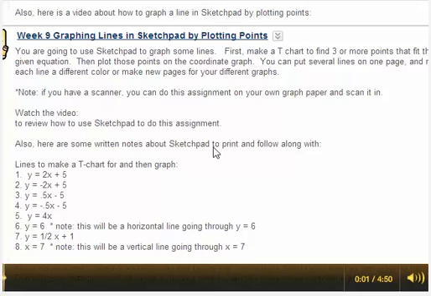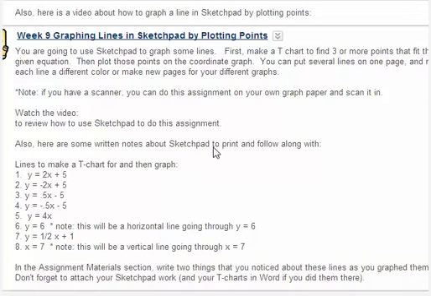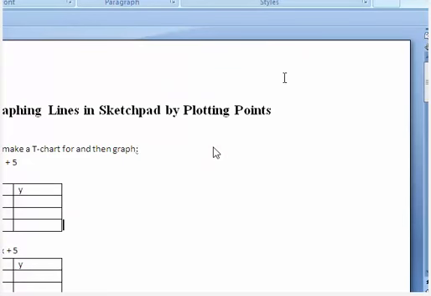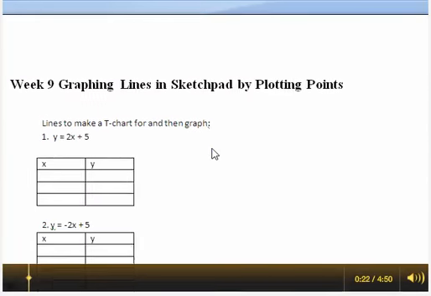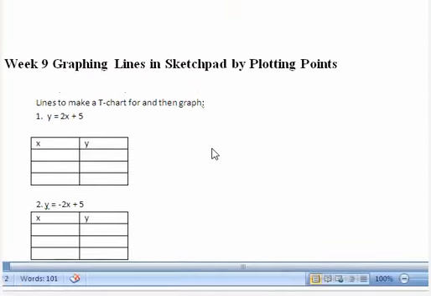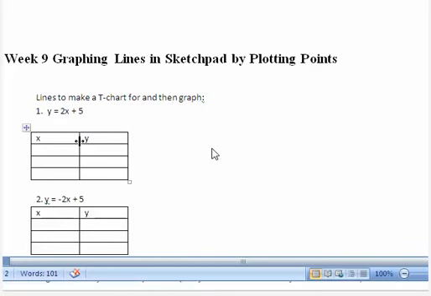Alright, we are going to look at how to complete an assignment in your Week 9 folder, and this is the Week 9 Graphing Lines in Sketchpad by Plotting Points assignment. So here's the assignment in Sketchpad, and there will be a link in that assignment to a Word document that will look like this. And in the Word document, it will have some tables for you to complete for your T-charts. And all the problems will be there, and you're just going to have to fill in the tables, and then you're going to use Sketchpad to graph your lines.